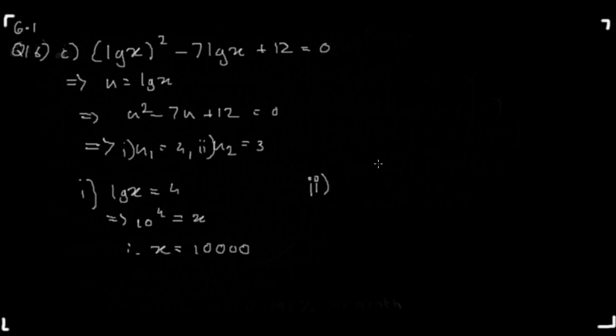Now for the second case, this is going to be the same thing, right? lg x is equal to 3. So you already understood from there. 10 to the power 3 equals x, therefore x is equal to 1,000. Right? That's pretty simple. This just looks scary. It's not that scary. Next one.